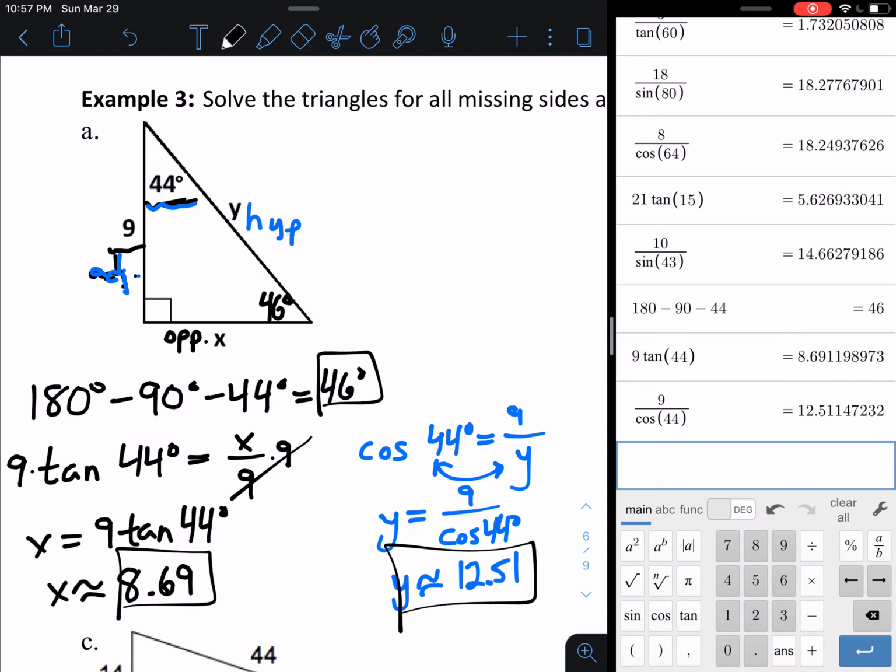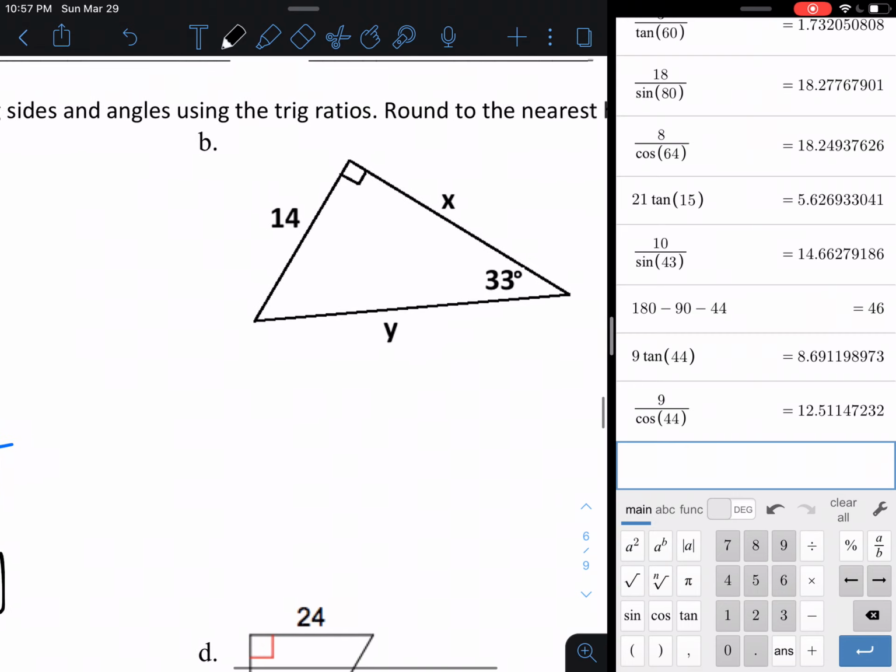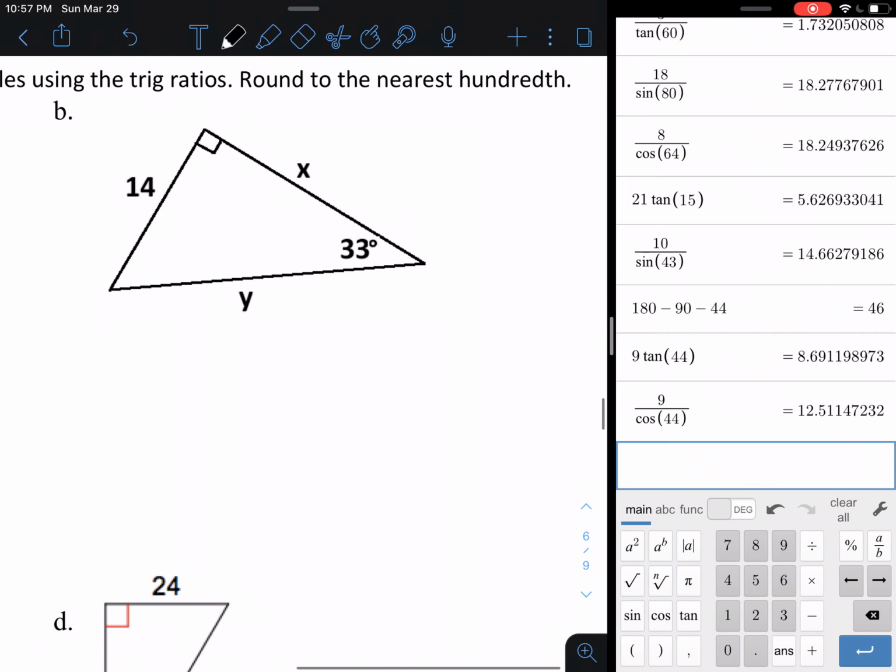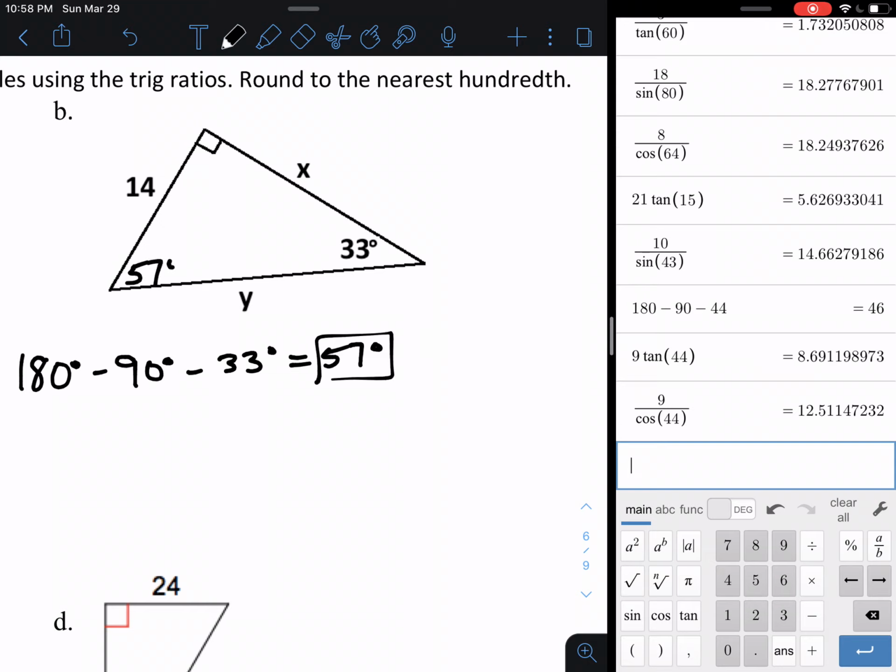Okay, let's do another one here. So looking at example B, let's work this in the same way. So first thing is, let's find this missing angle. Again, we know the triangle has to add up to be 180. So take that minus your right angle minus your 33 degrees. It should tell you that the missing angle was 57 degrees.